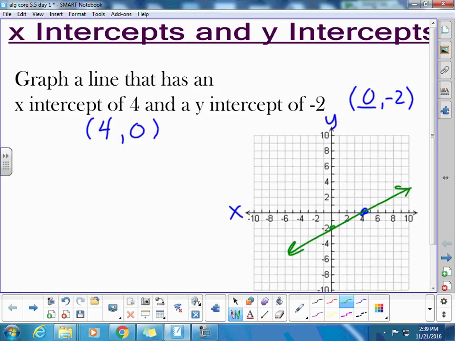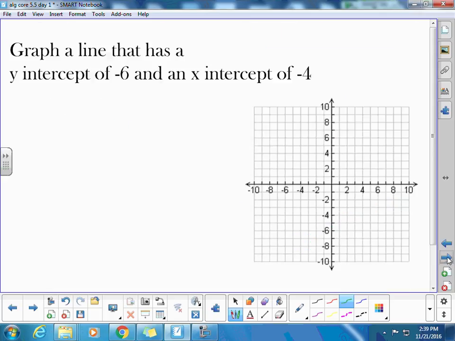So graphing a line that has the x and y intercept, if it's given to you, fairly simple. You just literally put a point on the x-intercept where it hits 4 and on the y-axis where it hits -2. All right, let's graph this line. Y-intercept, -6. So y hits it at -6. X, it hits at -4. That's that one. Literally is just that line that goes through those 2 points.